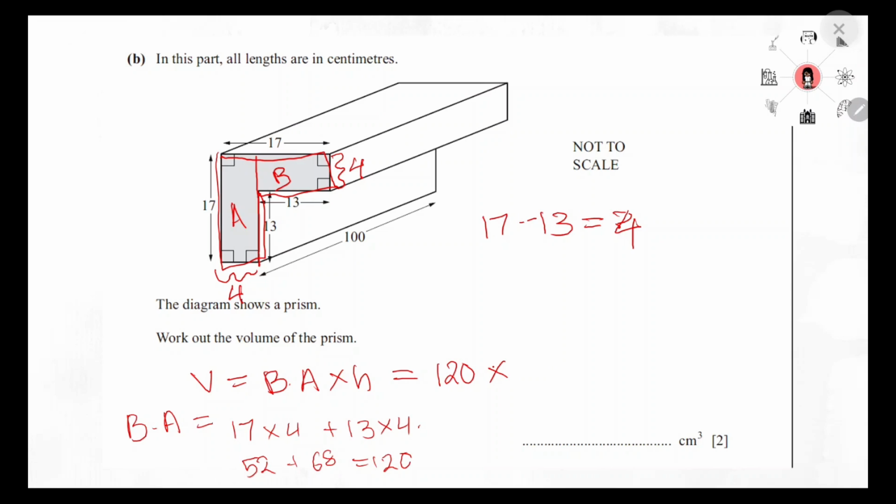Now what is the height? It's given here that 100 is the height. So we multiply 100 to 120, which gives us 12,000. Thus the answer is 12,000 centimeter cube.